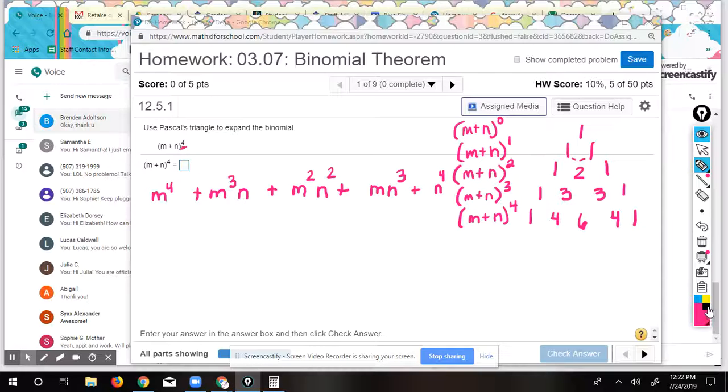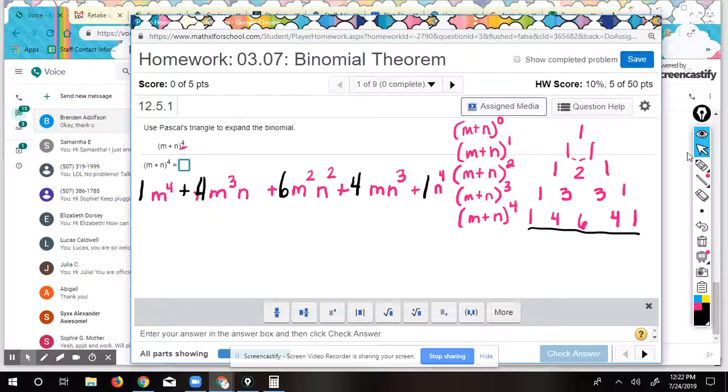And now I'm just going to bring in those coefficients that I already got from the pattern. This is going to be 1m to the fourth plus 4, I'm going to move that there, m to the third n plus 6m squared n squared plus 4, and it's just following a pattern. That's it. Okay? So it follows that same pattern. And you'll see it.